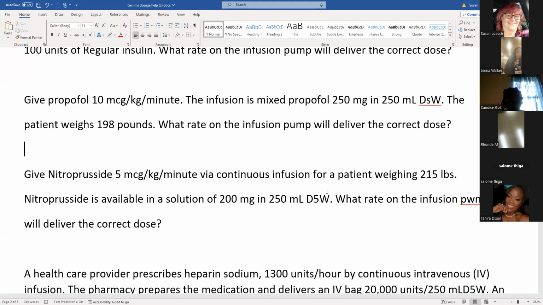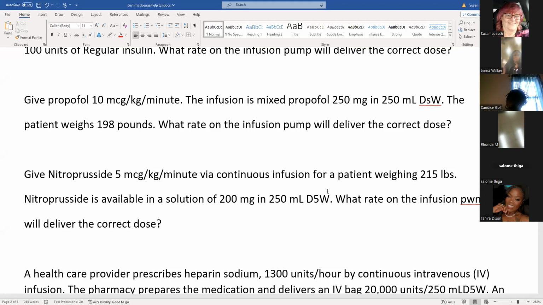250 milligrams and 250 milliliters. Okay. Now, your desired dose is going to be 10 micrograms per kilogram per minute, okay? But in order for you to get the actual desired dose, you have to take that times your weight, all right? So the other issue is here, you need to end up with a pump that is set in what?